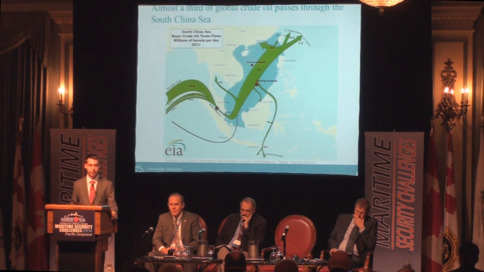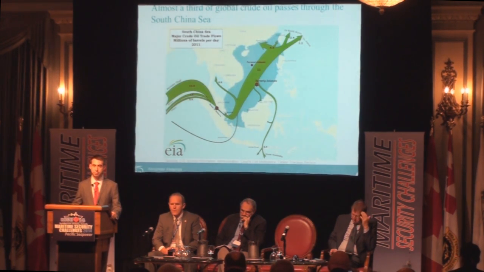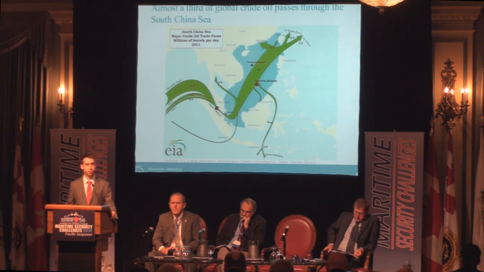Here's a static image we did of this. This is 2011, so we're going to update this soon. But you can see a large amount of the oil coming from the Persian Gulf, a little bit from Africa, and most of that is going to China, and then on to South Korea and Japan.